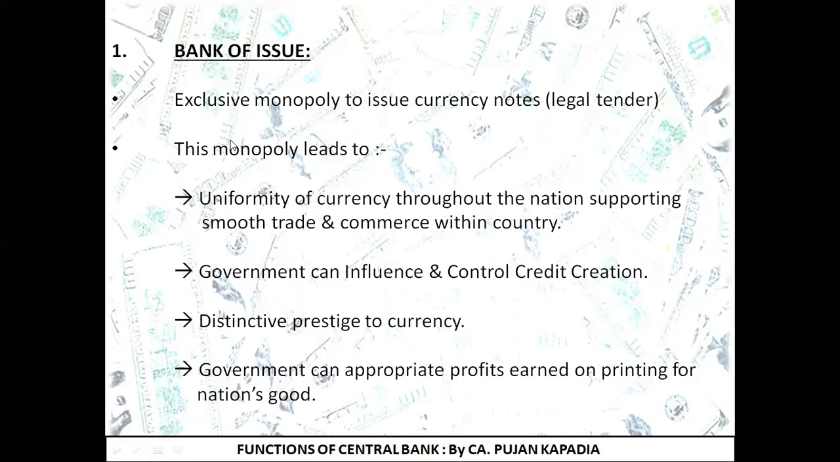Now, what is the benefit of having this kind of monopoly? That would be the question. So I have written four points over here, which give us a brief idea of what the benefit is of giving such authority, such monopoly, to the central bank of a country. The first point written over here is uniformity of currency throughout the nation, supporting smooth trade and commerce within the country. What this point wants to say is there remains a uniformity of the currency.